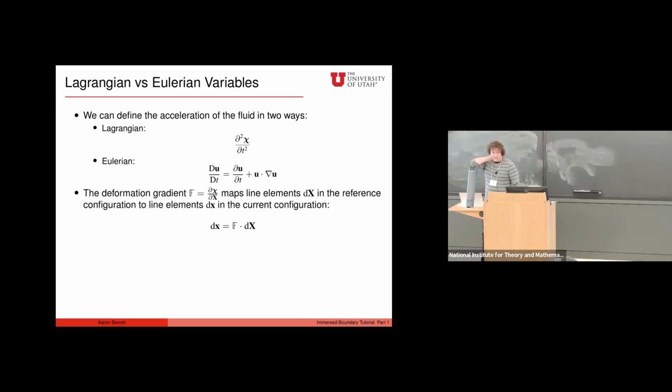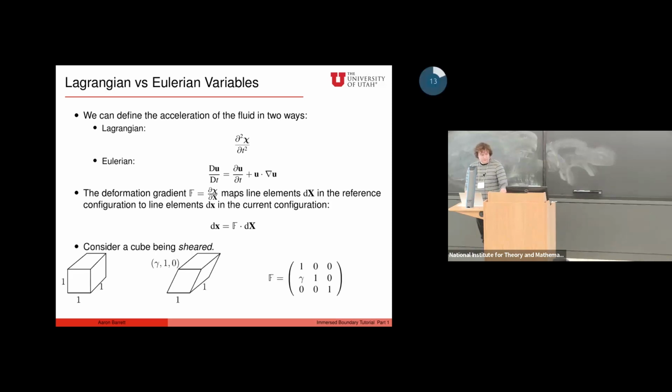We'll also need this notion of the deformation gradient, which is the derivative of our chi mapping with respect to the Lagrangian coordinates. We can think of this as mapping line elements in a reference configuration to line elements in a current configuration. And we will eventually be using this to talk about structural mechanics.